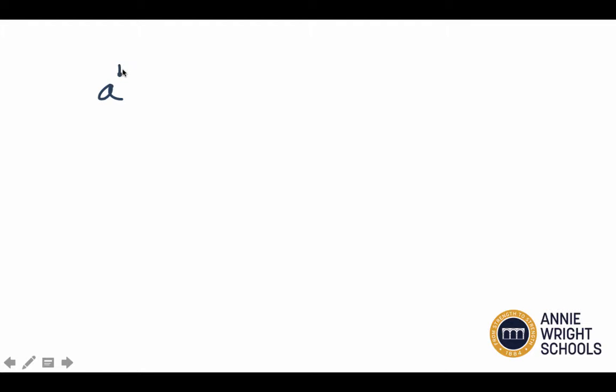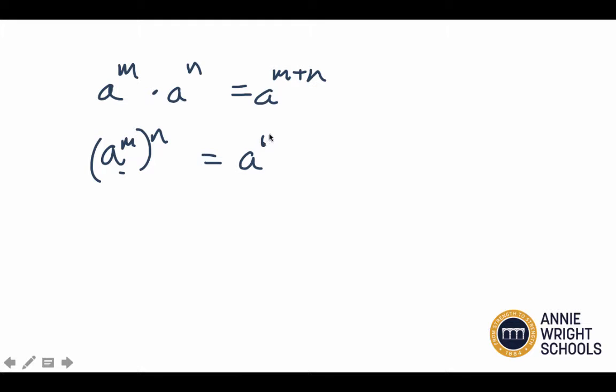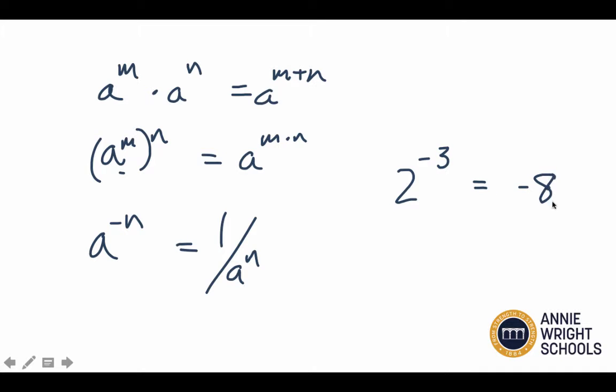You better know that a to the m times a to the n is a to the m plus n. That's Algebra 1. You need to know that a to the m to the n power is a to the m times n. You need to know that a to the negative n is 1 over a to the n. And so help me, Algebra 2 students, if you tell me that this is negative 8, I am sending you back to Algebra 1. You're not ready for Algebra 2.